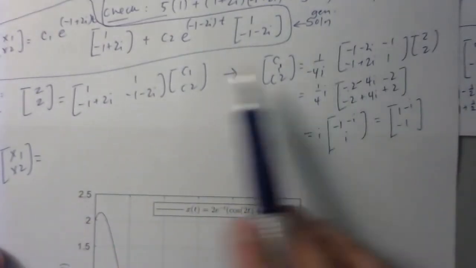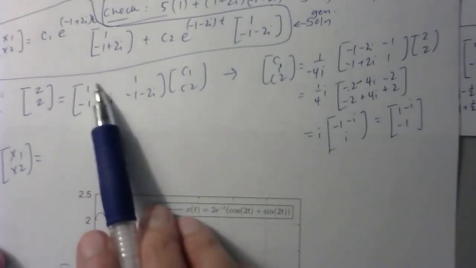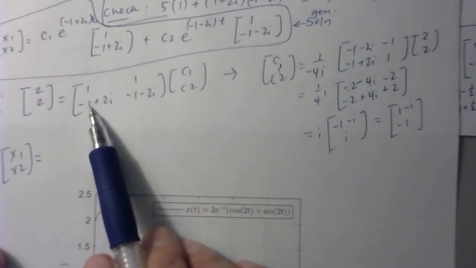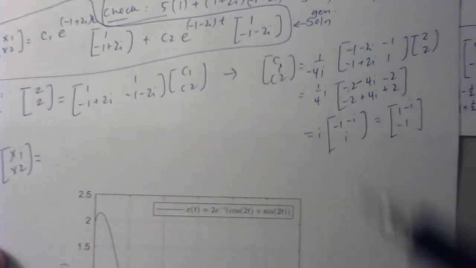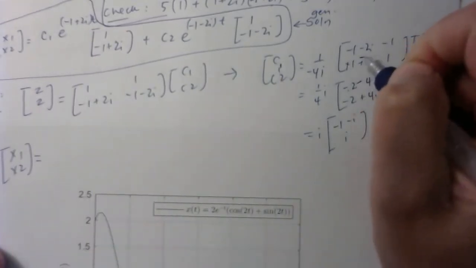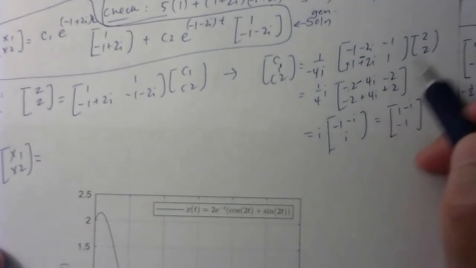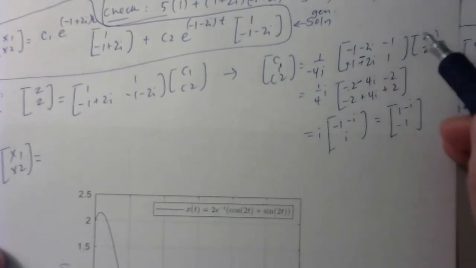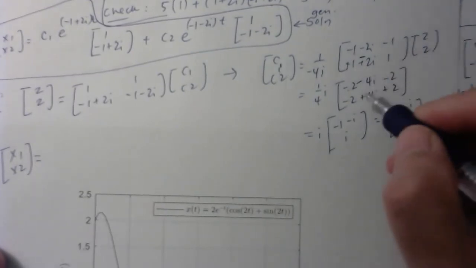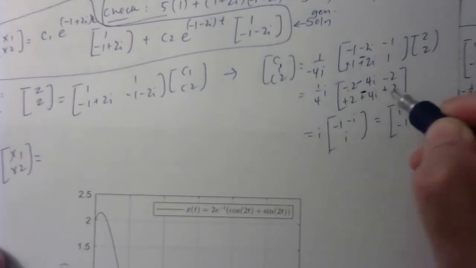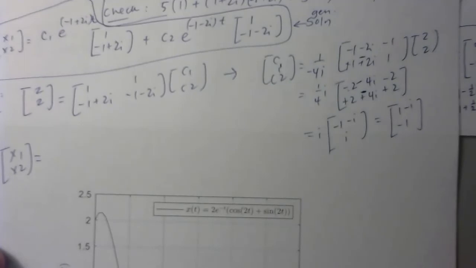I did 1 over the determinant to get the inverse. I switched these 2 entries here, but I should have made the 2 off diagonals negative. This one didn't become negative, so this should be a plus and a minus. Great. The first row up here is right. The second row should be positive 2, minus 4i plus 2. And now this is good.